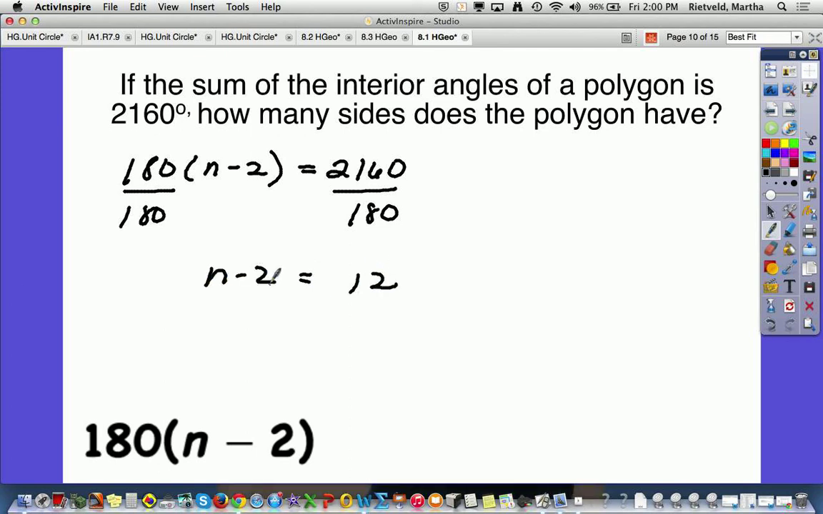Some of you might think of it this way: if you take the sum of the measures of the angles and divide it by 180, that tells you how many triangles could be made inside that polygon, and then add 2 for the number of sides, because there are always 2 vertices you can't connect to make a triangle. So this polygon has 14 sides.